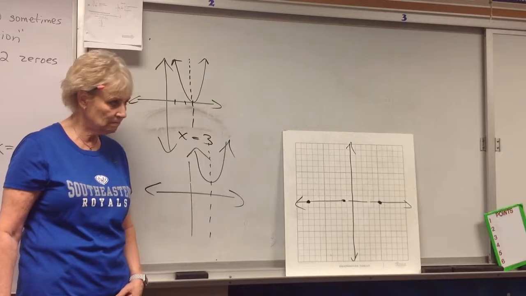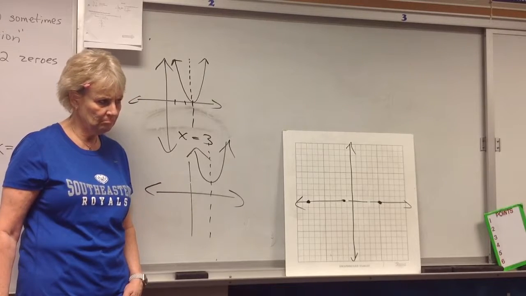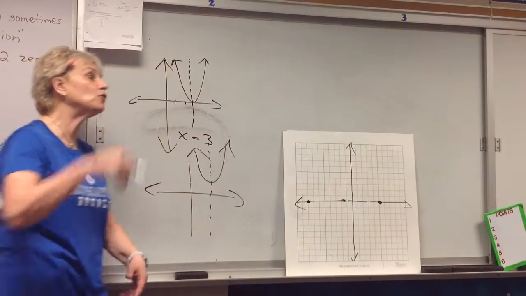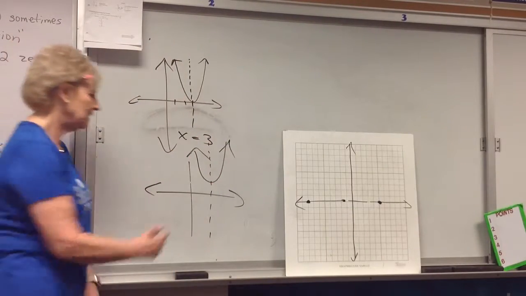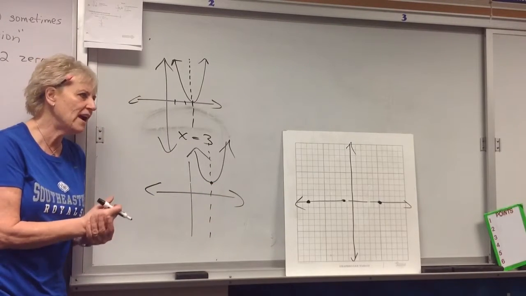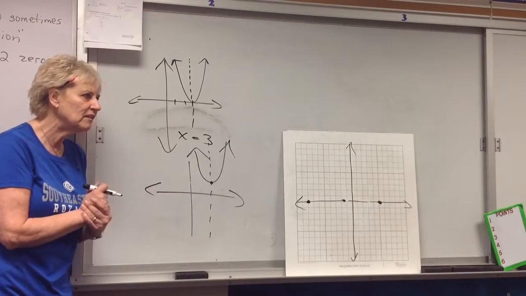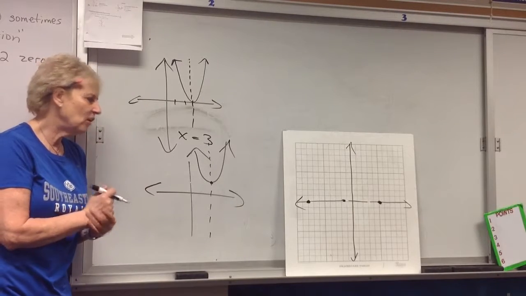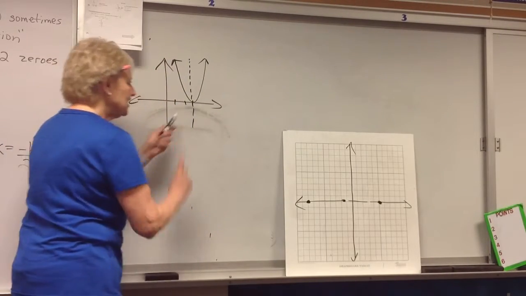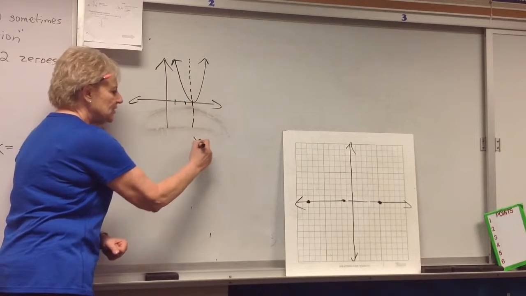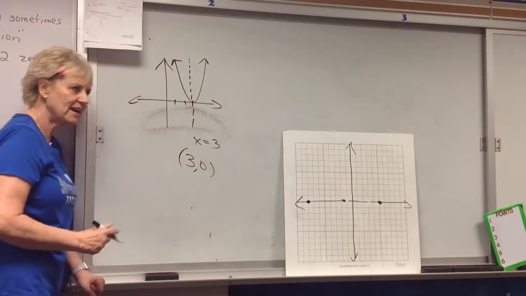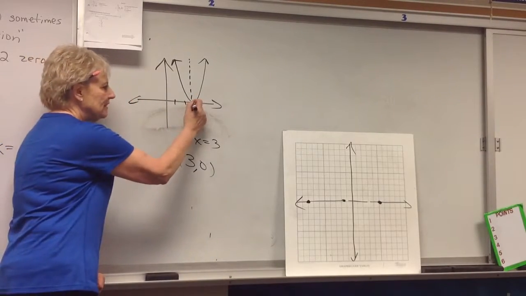Is the axis of symmetry like the vertex? No. The axis of symmetry is an imaginary line that goes through the vertex. The vertex is an ordered pair where the top or the bottom of your parabola is. Let's take this one. Your axis of symmetry here is 3. Your vertex is an ordered pair where that happens. Right there is 3, 0.